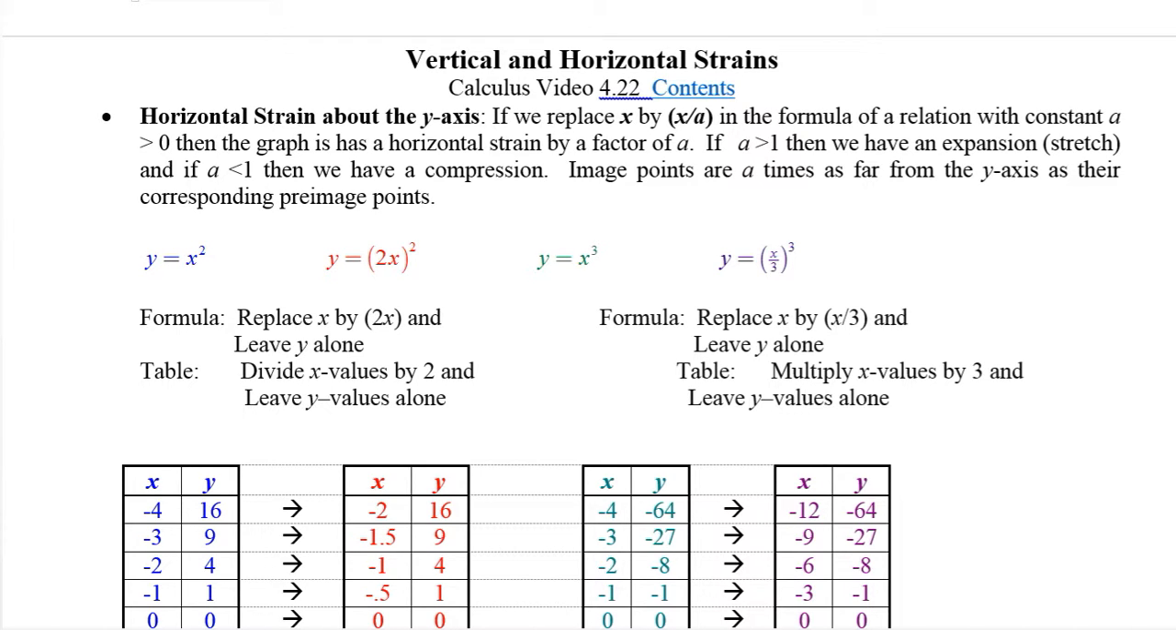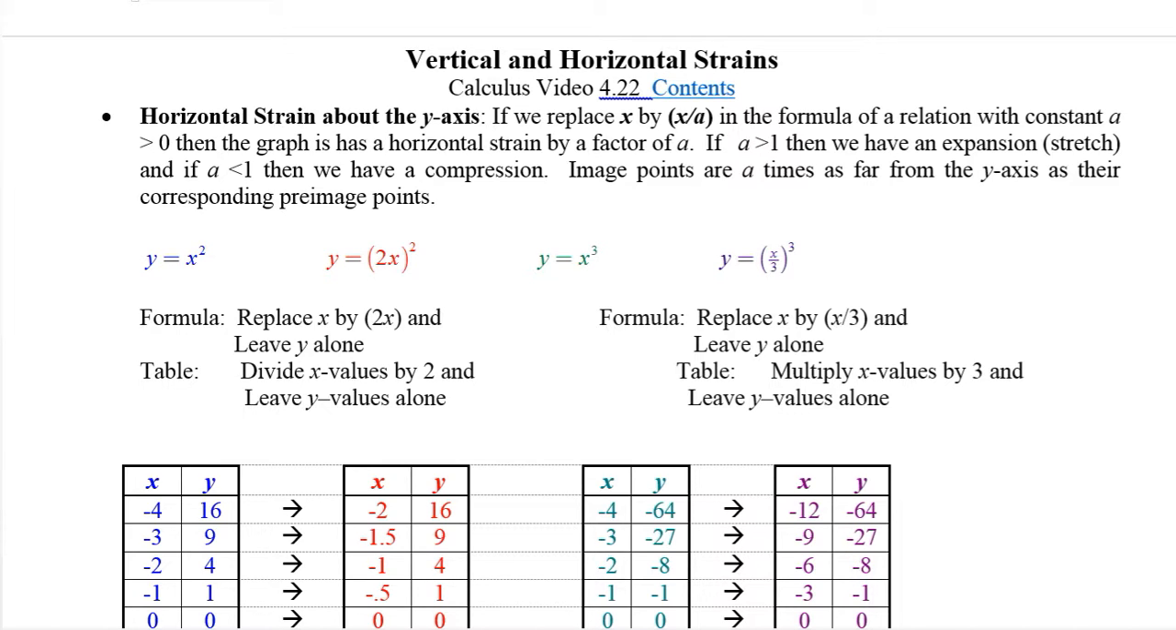In this video, we're going to continue looking at different types of transformations, and in this one we're going to talk about vertical and horizontal strains. So a horizontal strain about the y-axis can also be called a horizontal stretch or compression, you might call it that, or expansion or contraction. There's a couple different words we might use for that.